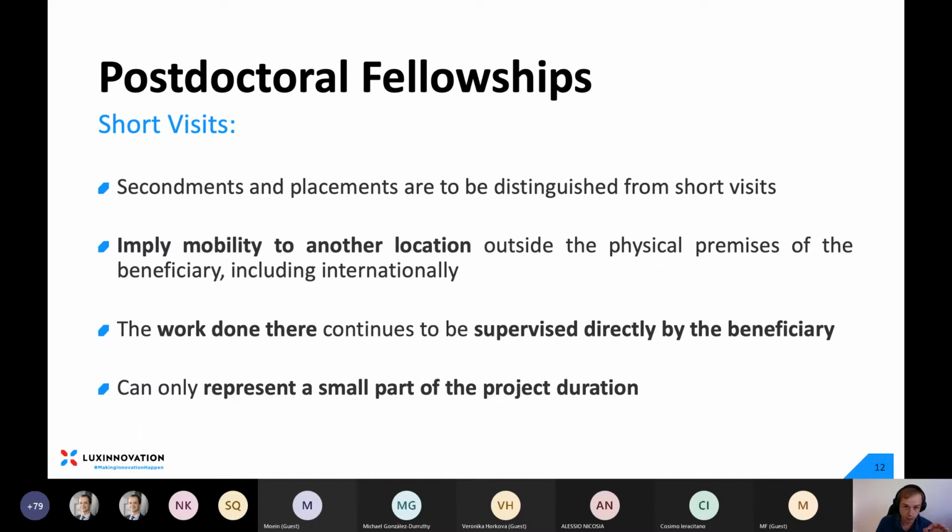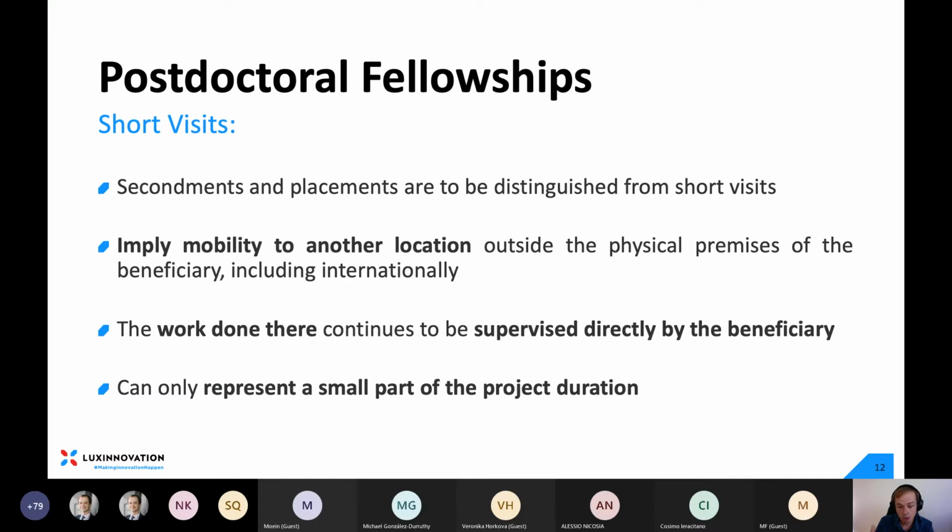Now, what is the difference to short visits? So you need to make the distinction between secondments and short visits. So if you go to a conference somewhere, or if you do a short field study in some country where you need to collect some samples and then come back, that's not a secondment, that's a short visit. There's no exact definition of how long a short visit can be, but it's in the matter of days, not weeks or months, to give you an idea. It always depends on your project, and we can always argue about it.